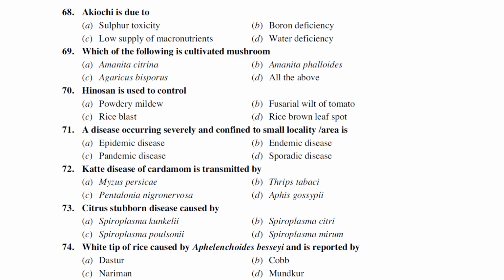Akiochi is due to sulfur toxicity. In previous also we have seen. Which of the following is a cultivated mushroom? Amanita citrina, Amanita pallidus, Amanita bisporus. All are cultivated mushrooms only. All the above. Hinosan used for powdery mildew, fusarium mildew of tomato, rice brown leaf spot.